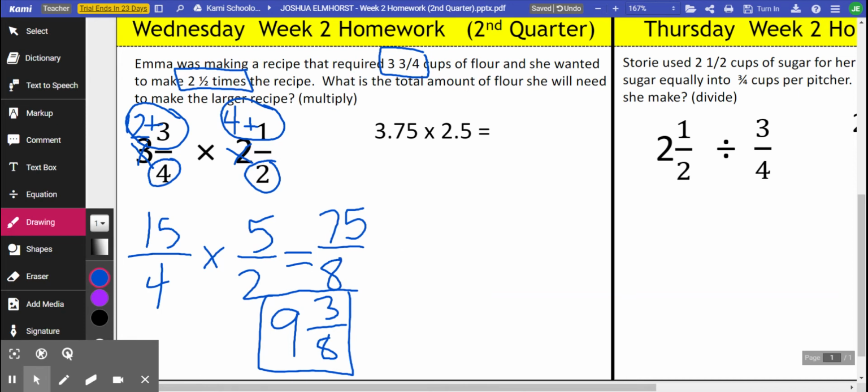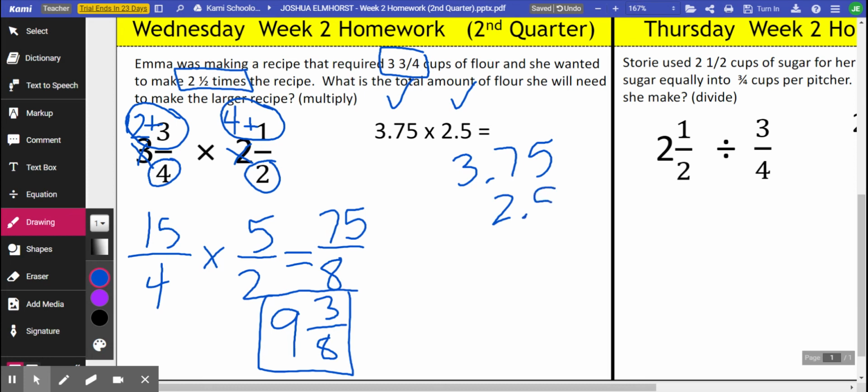And if we take the same numbers, 3 and 3/4, 3.75, and then we take 2 and 1/2, 2.5. Now instead of using fractions, we can use decimals. 3.75 times 2.5.